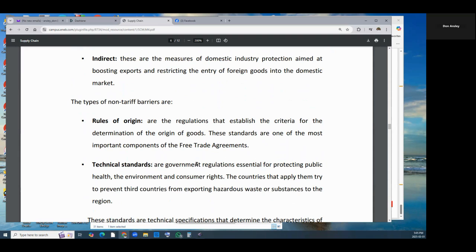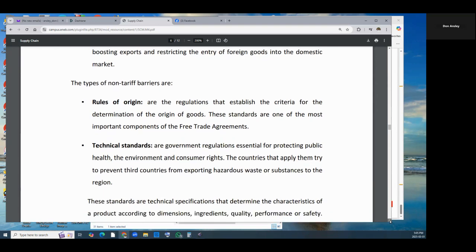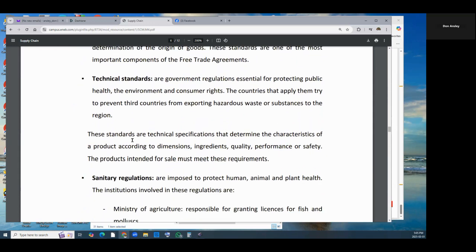Technical standards are government regulations essential for protecting public health, the environment, and consumer rights. The countries that apply them try to prevent third countries from exporting hazardous waste or substances to the region. These standards are technical specifications that determine the characteristics of a product according to dimensions, ingredients, quality, performance, and safety. The products intended for sale must meet all these requirements.